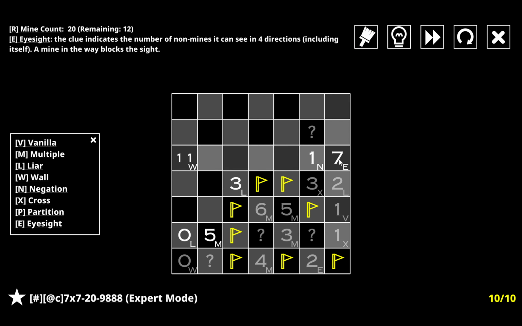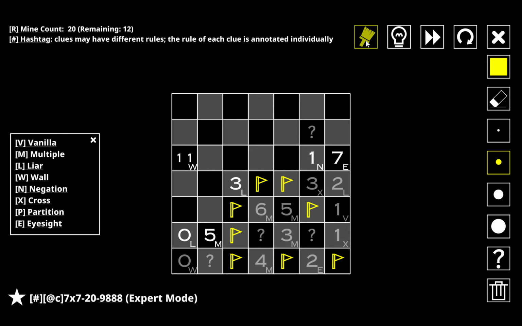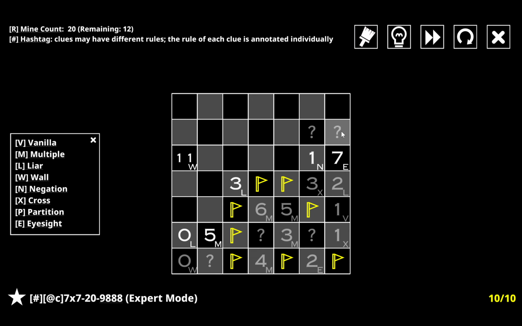So the next thing we can consider is this 7 eyesight clue. Well, I don't know how much there is to consider with it right now. Maybe we can think about what happens if we put a mine here, for instance. Then we know it must go 5, 6, 7 over here, but now we can see we've broken the 1 negation clue, where it's always going to be a 2 or higher. So we know this one at least must be a non-mine.